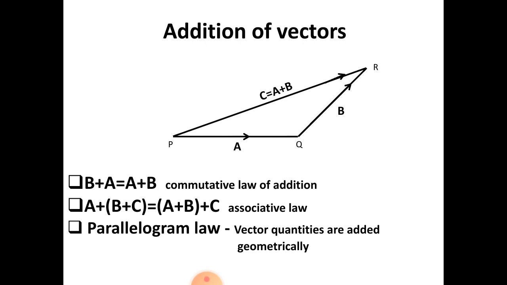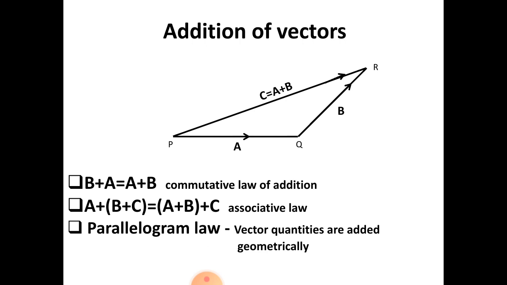Here addition of vectors. See the figure. Let a vector quantity A be represented by a line PQ. Its magnitude is A. Let the other vector quantity B be represented by the line QR having magnitude B. The sum of these two vectors is got by drawing a line from the tail of the first vector to the head of the second vector. Thus, PR is the vector sum of the two vectors A and B.